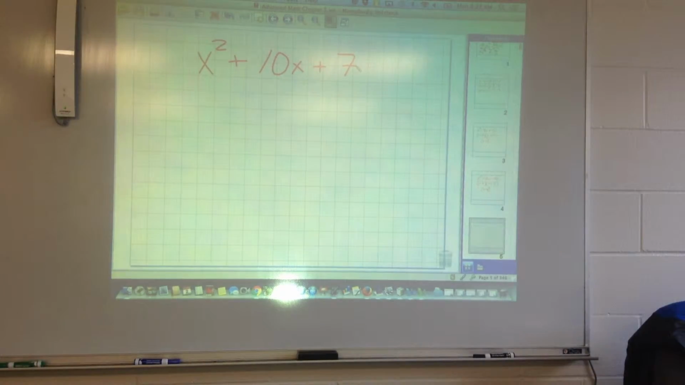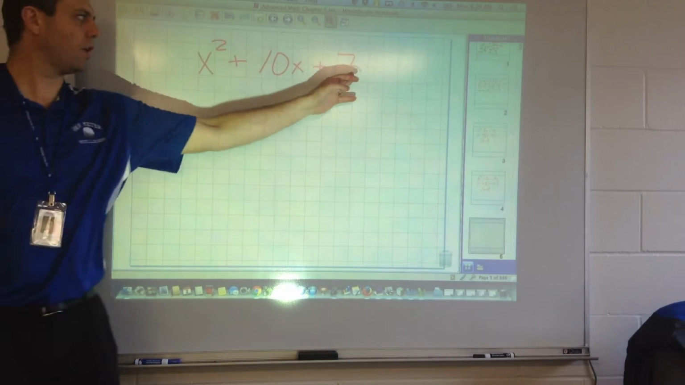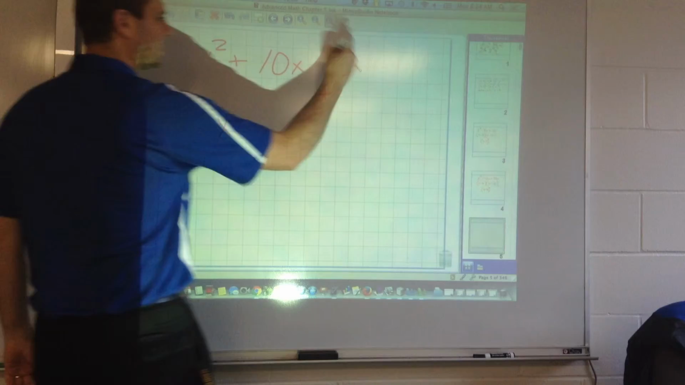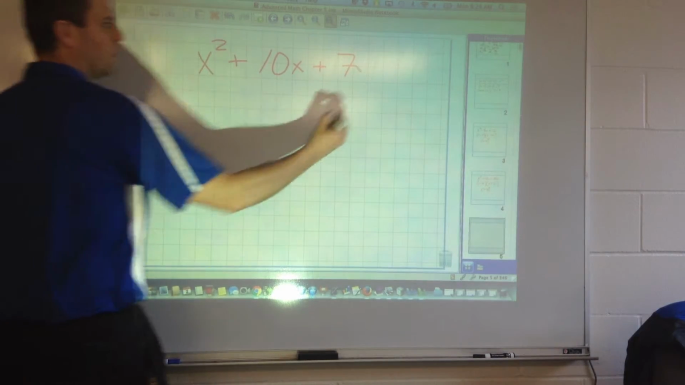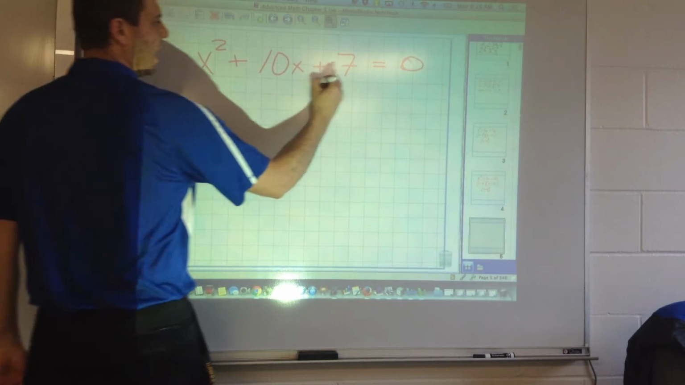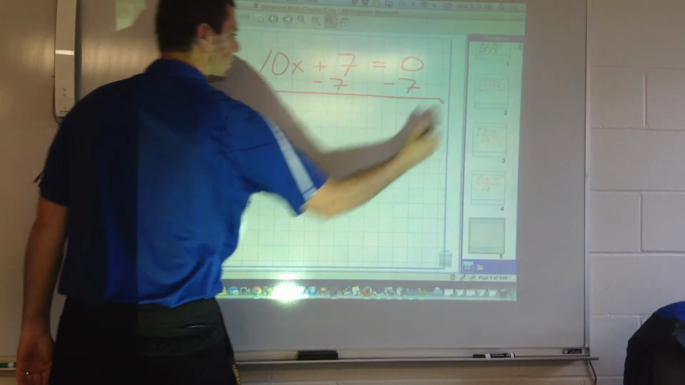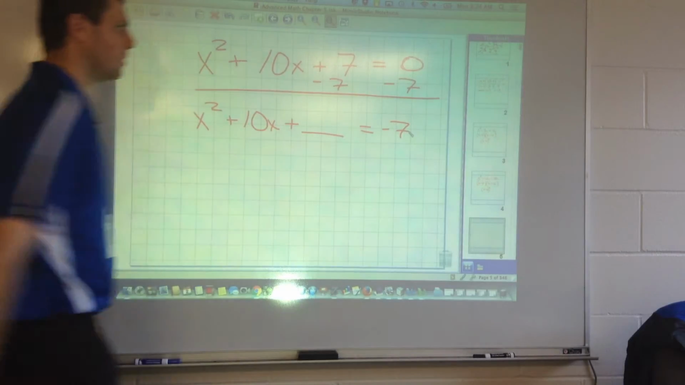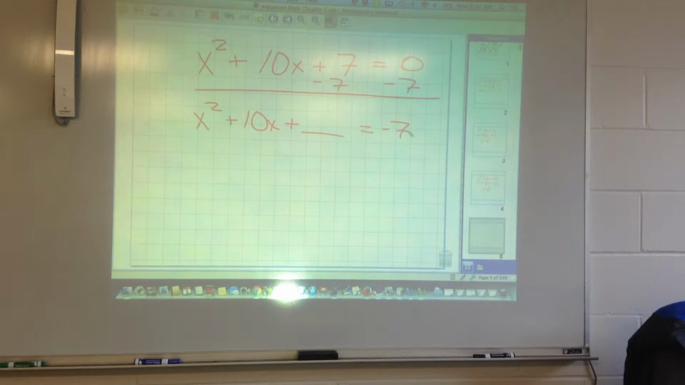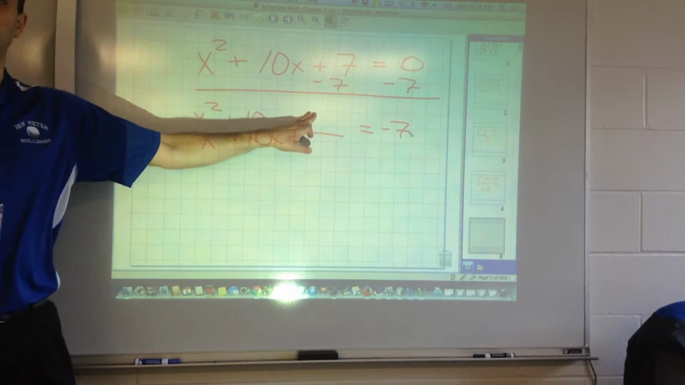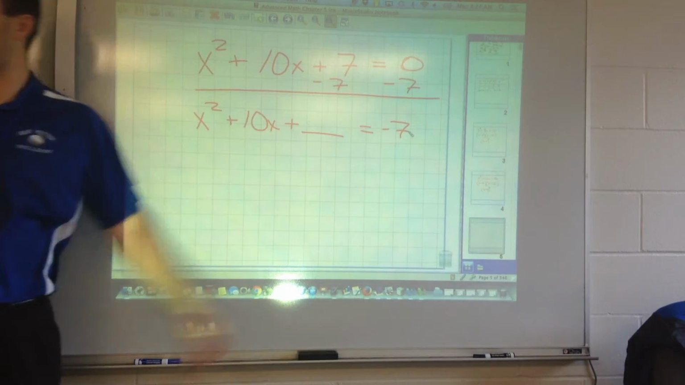Is that a perfect square? No, because what numbers multiply to 7 and add to 10? There aren't any. So that 7 is wrong. If there was an equal sign, let's say this equaled, I don't know, 0 or something, I would get rid of that 7. X squared plus 10x plus blank equals negative 7. I got rid of that 7. Everybody see what I did? I want to figure out what number needs to go here so I have a perfect square on this side of the equal sign.